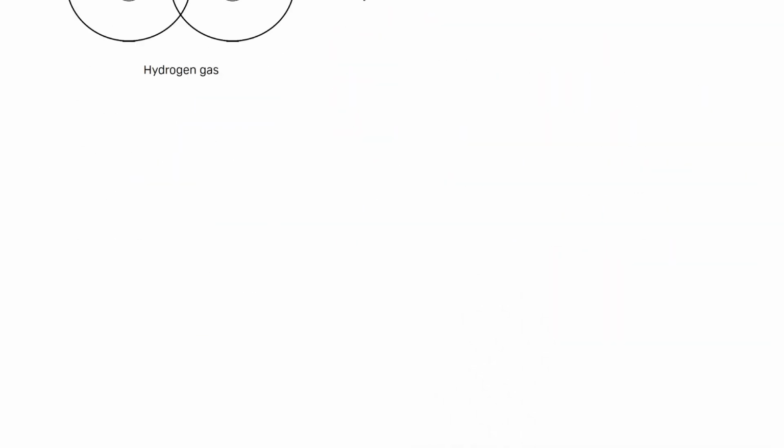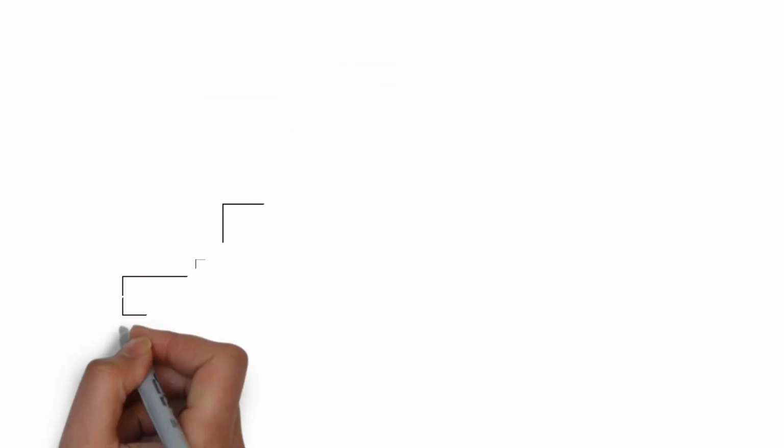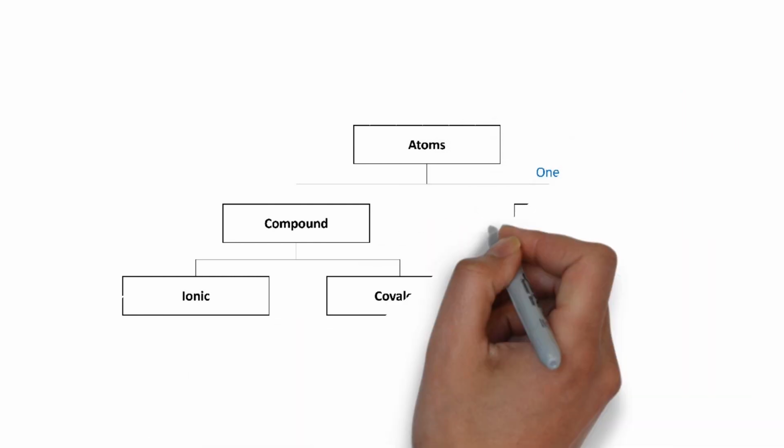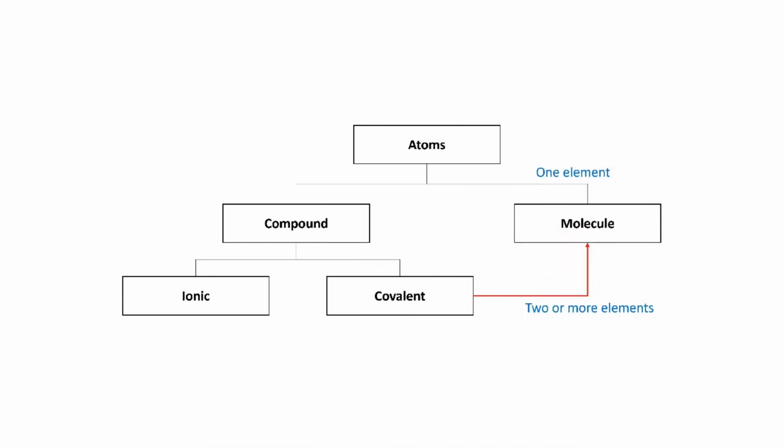So coming back to the overall definition, first of all, when we say a group of two or more atoms that are chemically combined together, it will form a molecule. If it's a single element, it will remain as a molecule. If it's two or more elements, it will be classified as a covalent compound.